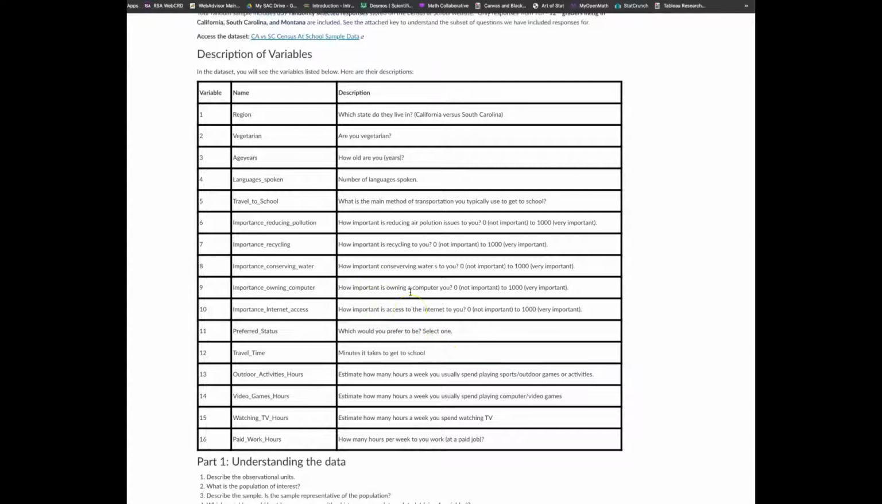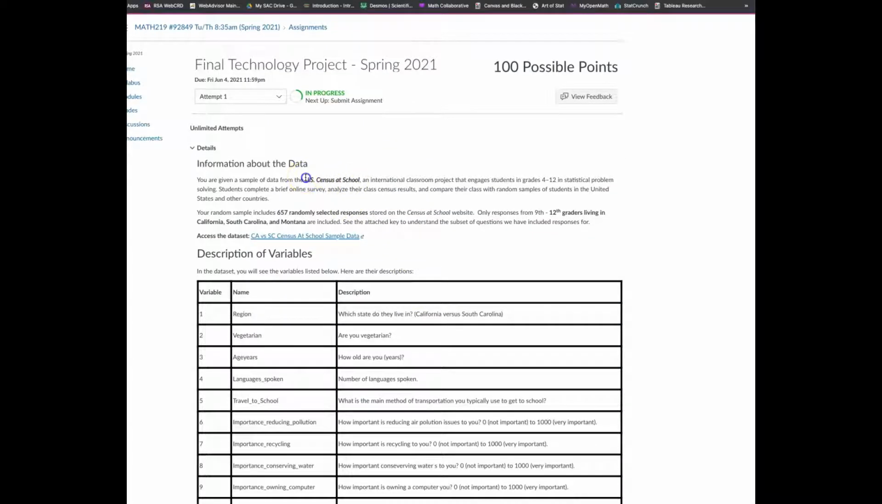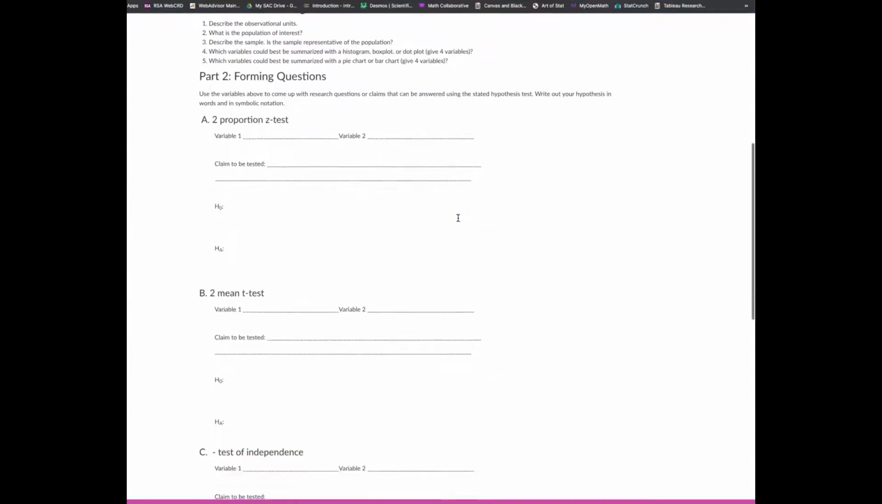And this is real data that's collected by U.S. Census at School, okay? And so these are students in grades 4 through 12. The data we have, our sample, our population here, is 9th to 12th graders. So we're looking at high school students.